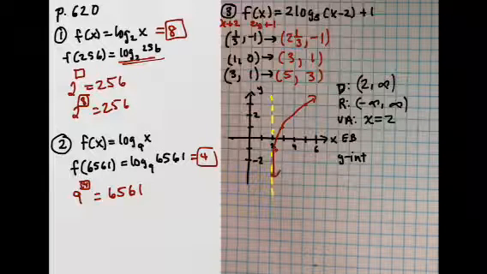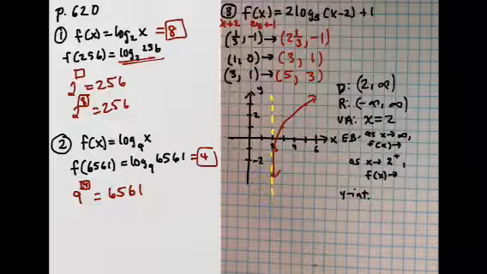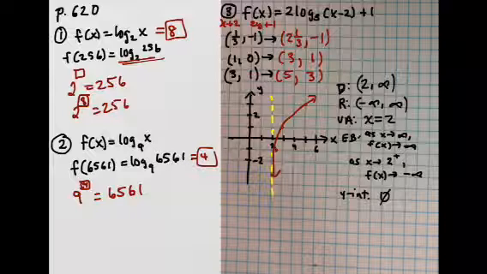For the end behavior, I wrote the initial setup as x goes to infinity. As it goes to the right, f of x goes to positive infinity. And as x goes to 2 from the right, the graph is going down, so it goes to negative infinity. And this one has no y-intercept because it doesn't go through the y-axis.